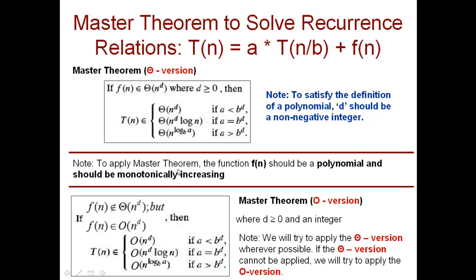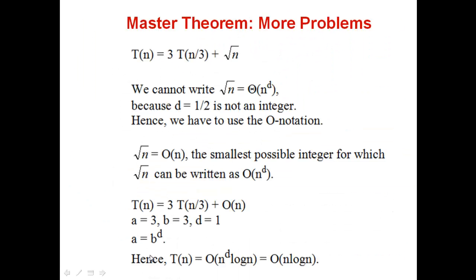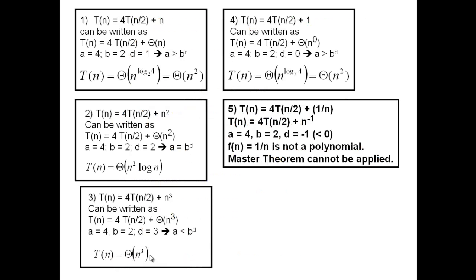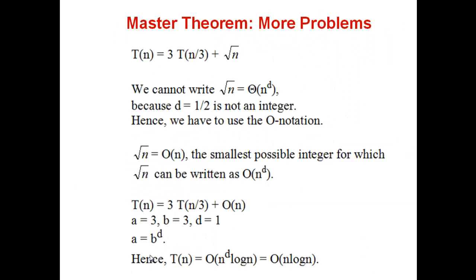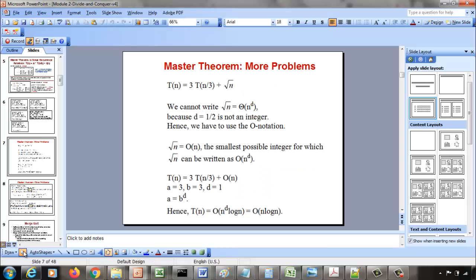So big O of, it's the same formula, just the notations are different depending on the conditions. So big O of n raised to, what is d? d is 1, and log n. So it is simply n log n. That's the time complexity of this approach, or this recurrence. Okay.